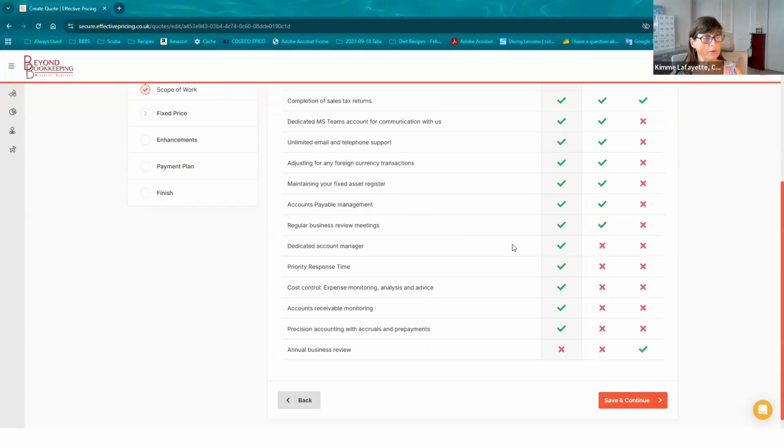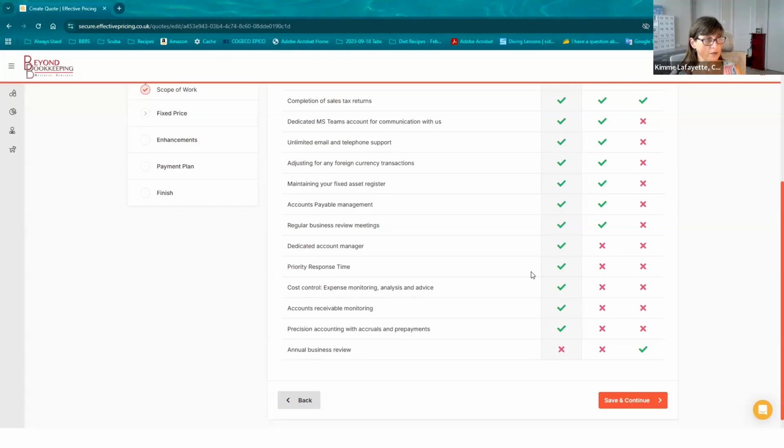And then in our top dog package, you get a dedicated account manager. So it's the same person that's working on your file all the time. You have a priority response time. So in the top dog package, that's typically within 24 hours, whereas in the Happy Hound or Little Pup package, it might be 48 hours or 72 hours.